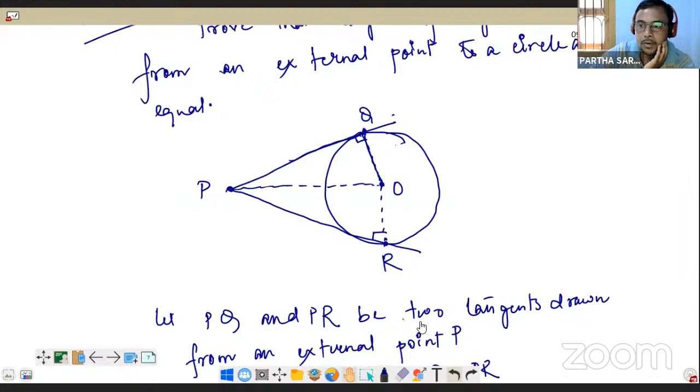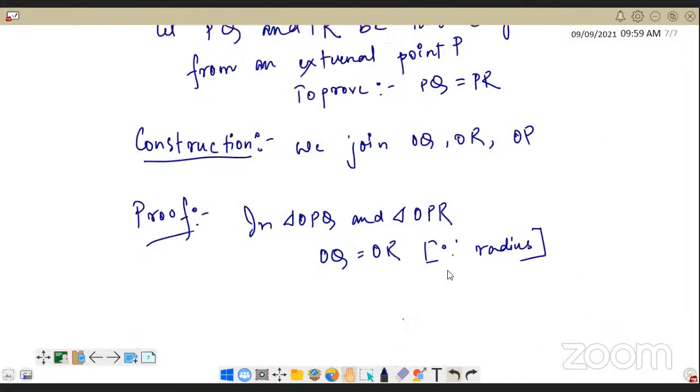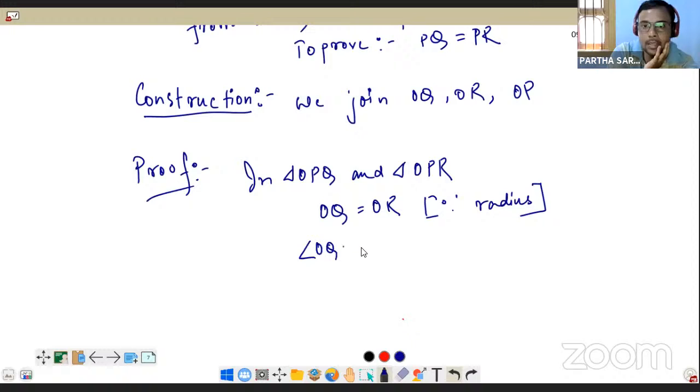Can we say so, Noor? Asrar? Yes, sir. Okay, so we will write here angle OQP is equal to angle ORP. Why? Since the radius is perpendicular to the tangent.